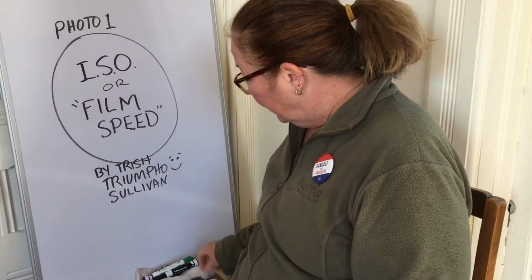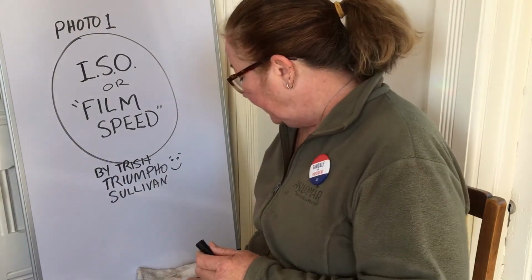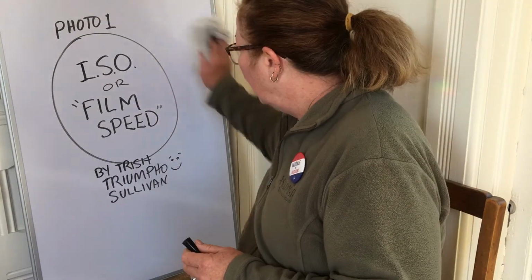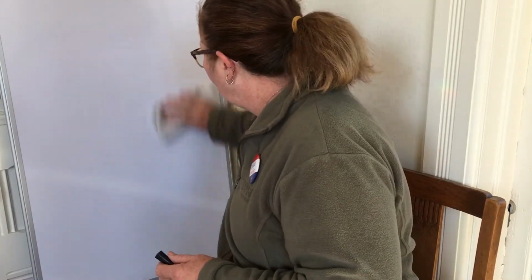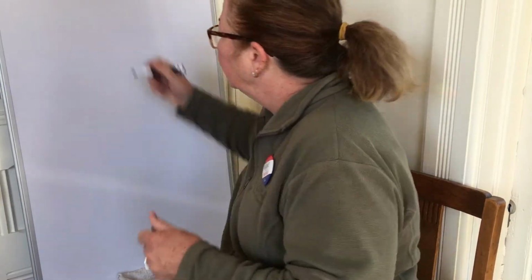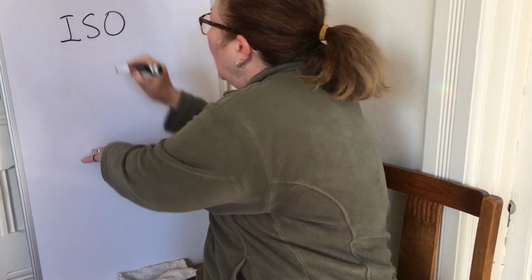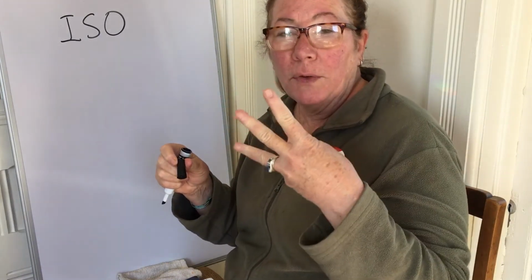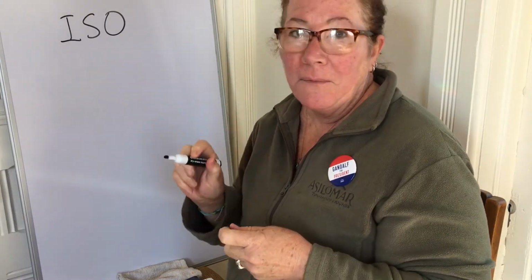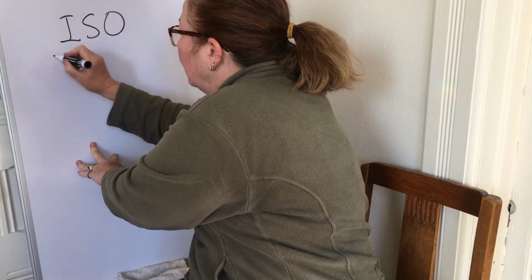So this lecture for Photo 1 is about the ISO on your camera. Let's get started. So the ISO is one of three controls on your camera, the three controls on your camera that affect exposure.